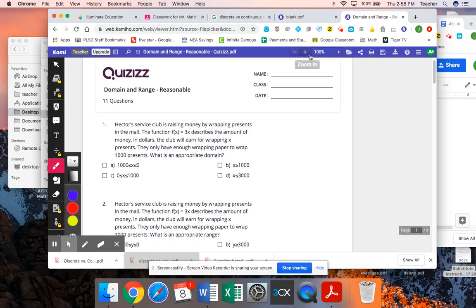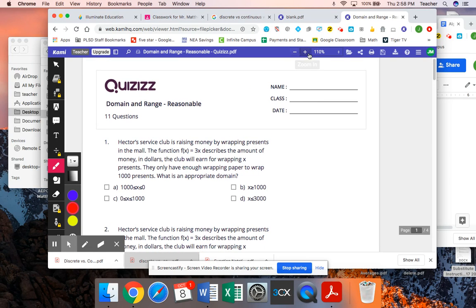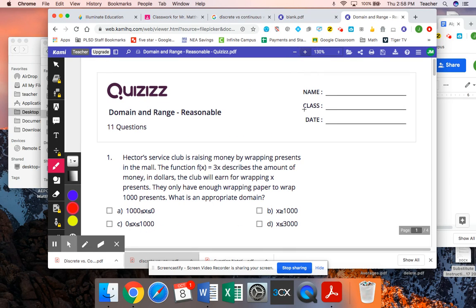For example, if we look at this example, it says Hector's service club is raising money by wrapping presents in the mall. That function, f of x equals 3x, or 3 times x, describes the amount of money in dollars that the club will earn for wrapping x presents. They only have enough wrapping paper to wrap 1,000 presents. What is an appropriate domain?